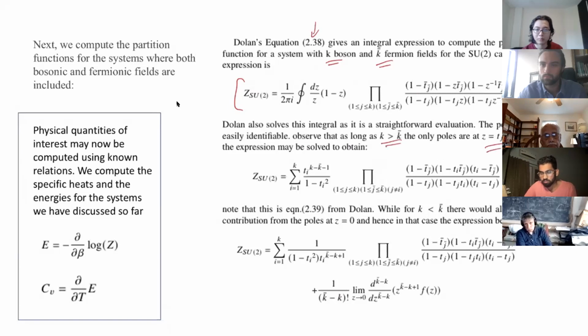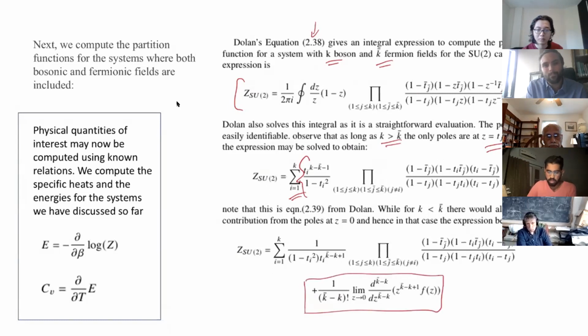And so basically then just using the residue theorem, you get a sum of all the residues, which are given by this expression. While for K less than K prime, what happens is that you get extra factors of Z in the denominator. And so then you need to also account for the poles at Z equals 0. And that is where this extra term comes in when we compute that.